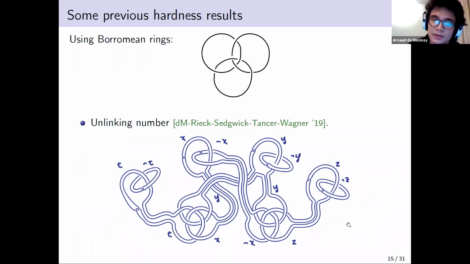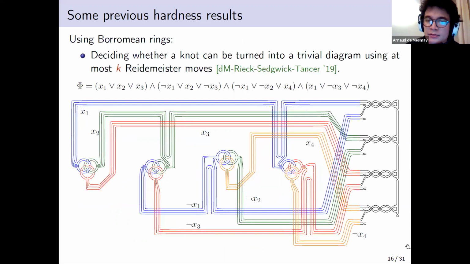And likewise, you can define something similar to the unknotting number, which is the unlinking number for links, and prove that it's NP-hard using these kinds of diagrams. And we had a more complicated reduction showing that finding the best number of Reidemeister moves to simplify a knot is also NP-hard.